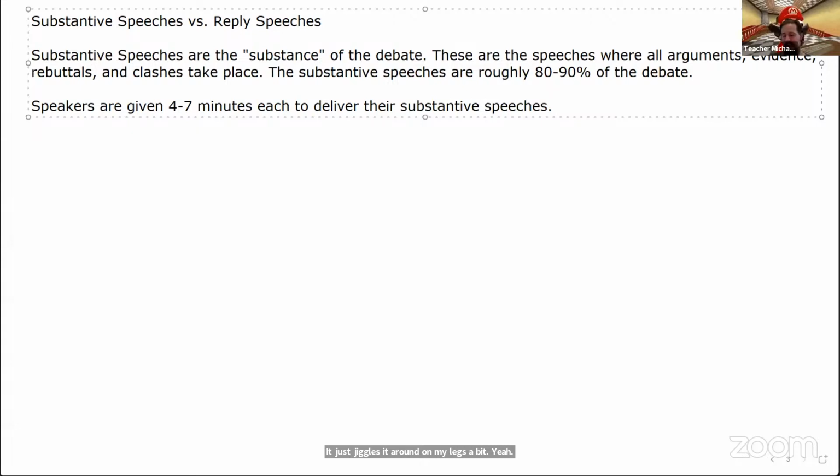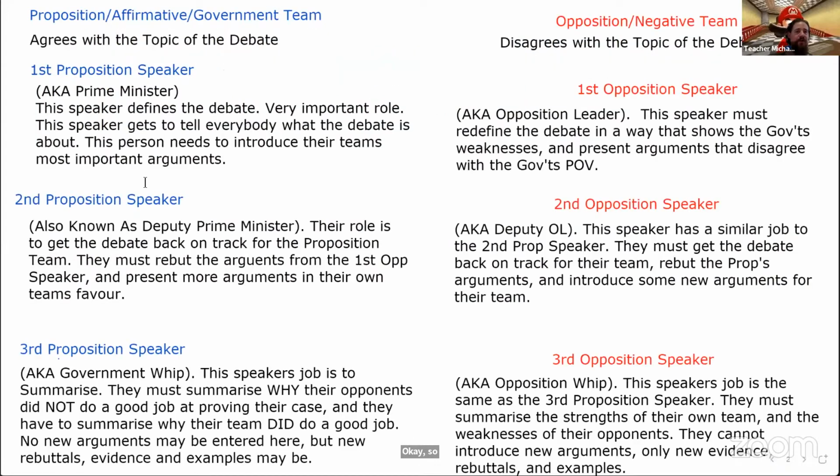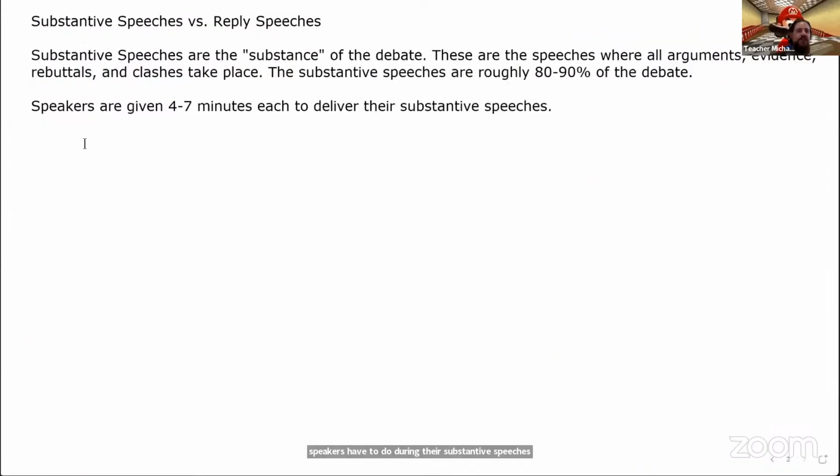Okay, so what we were talking about before on the previous whiteboard here, these are the jobs that the speakers have to do during their substantive speeches. The substantive speeches are pretty much the substance of the debate. These speeches are where all of the arguments are made, all of the evidence is presented, all of the rebuttals are created, and all of the clashes take place. So everything that actually happens in the debate happens during the substantive speeches portion of the debate.